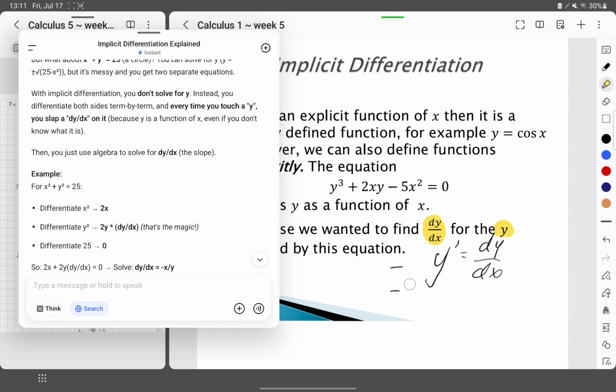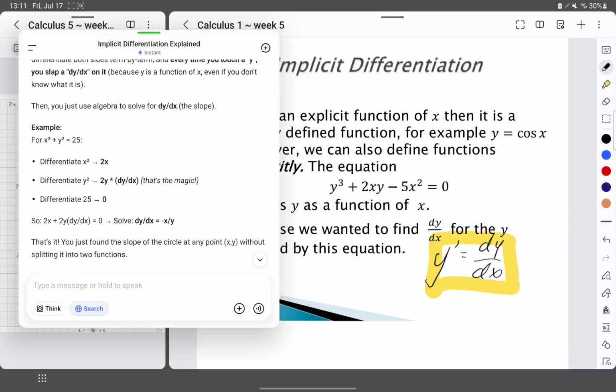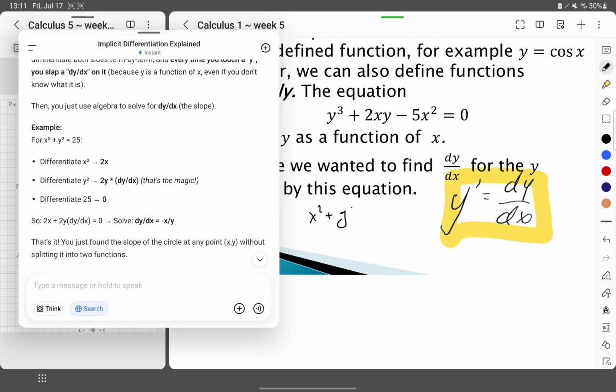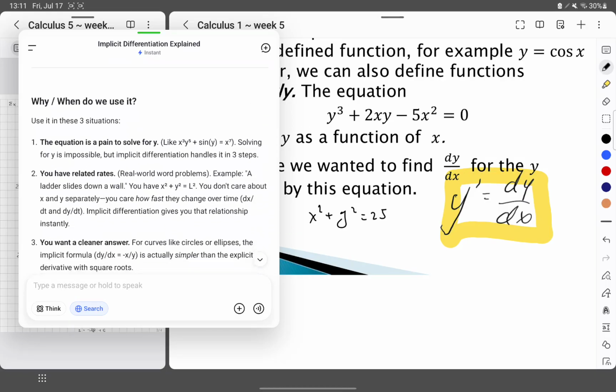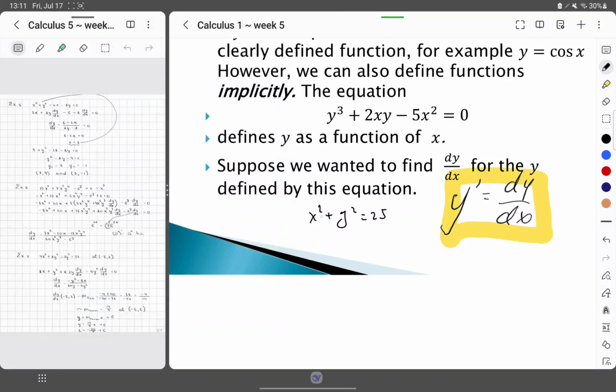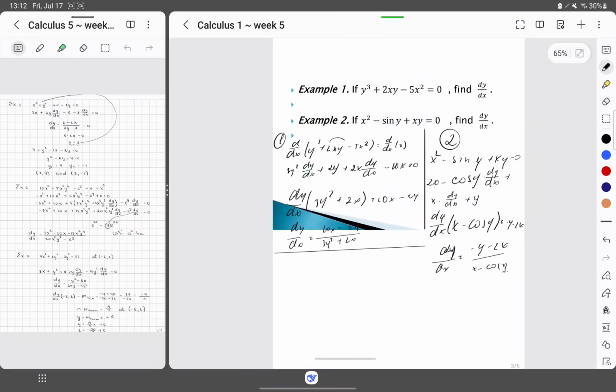So my teacher has written this in the PDF. For example, x squared plus y squared equals what? 25. Differentiate this one and differentiate this one. Okay, we understand what it is. All right, I get it. I got the first slide.